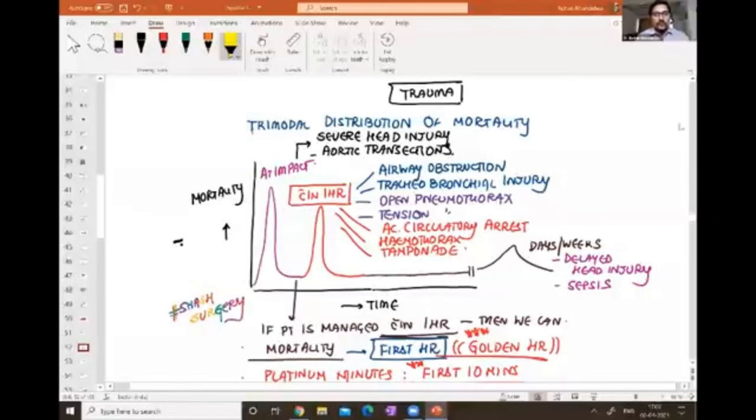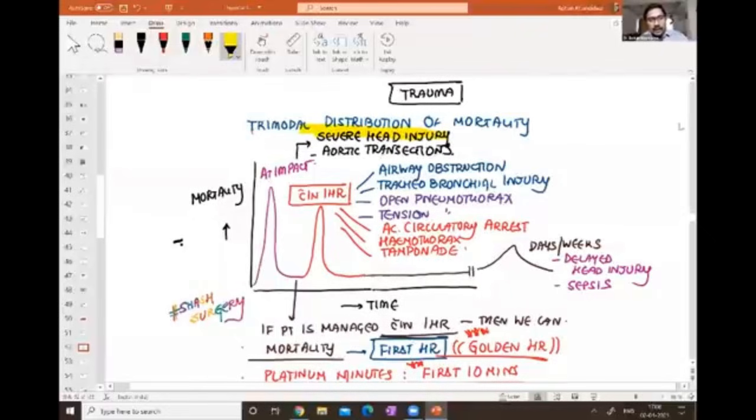Now, talking about trauma, you should know about the trimodal distribution of mortality. Trimodal distribution means there are 3 spikes. The first spike of death occurs at impact, and this is mainly due to severe head injury. Unfortunately, we cannot save these patients. You must have heard that a group of 17 gynecologists who were going to Goa last month had a bus accident and all of them unfortunately passed away. Most of them passed away due to severe head injuries, and it is very difficult to save such patients.